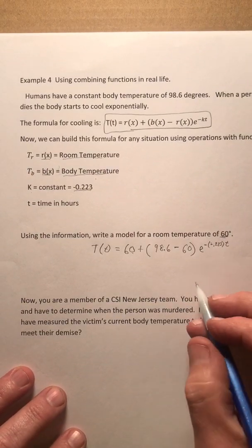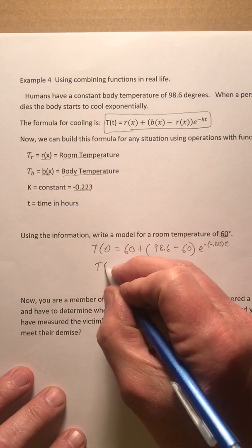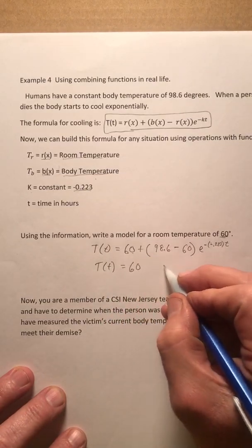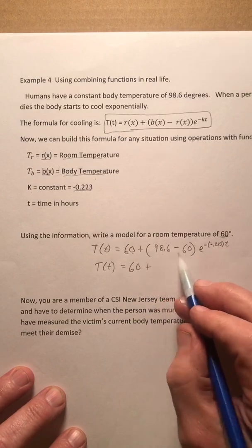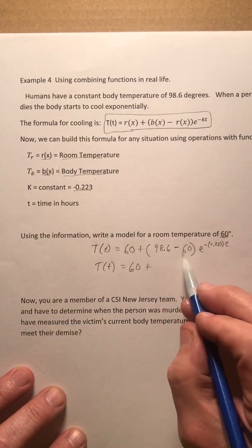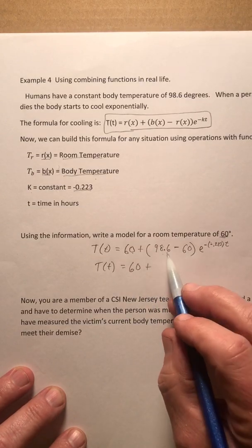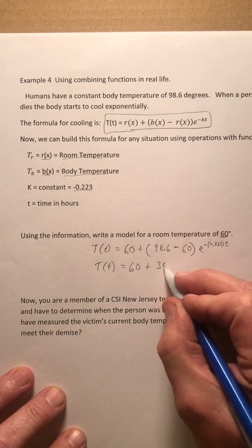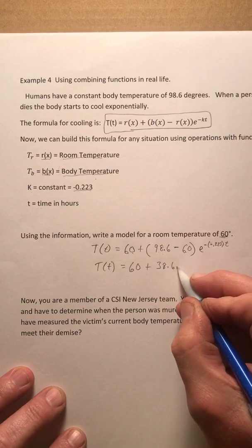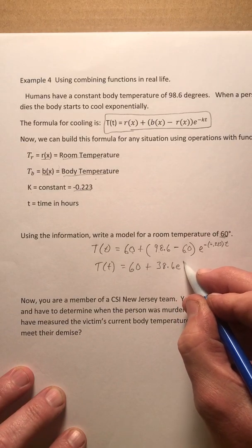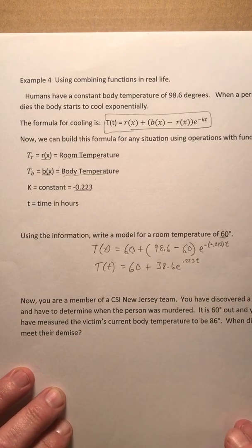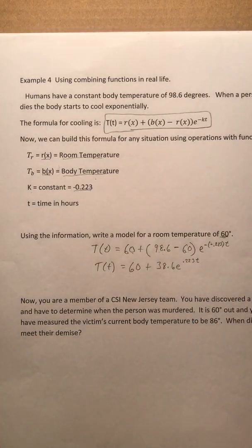All right. So now we've got T of t equals 60 plus, and you can do this. Anytime there's something in the problem you can do to simplify it, you need to do that. All right. So 98.6 minus 60 is 38.6 e to the 0.223 t. All right, so that would be our formula.